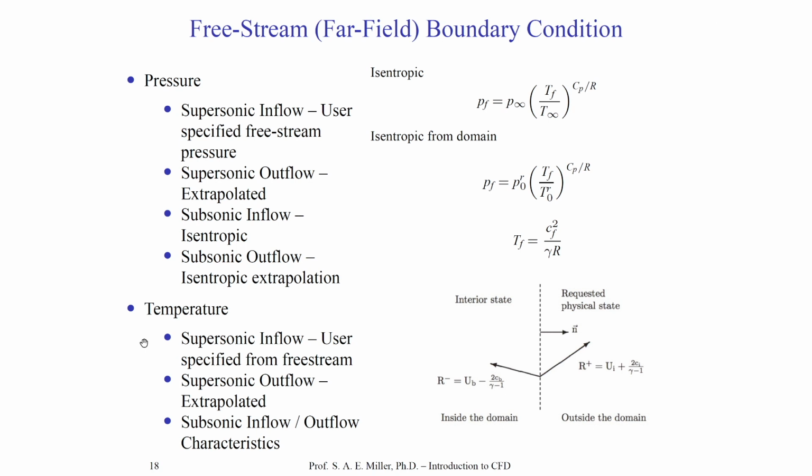For outflows, it's extrapolated. And once again, for subsonic inflow and outflows, it would be found through the method of characteristics. Typically, for far-field boundary conditions, you only specify two things as a user: the Mach number and the static pressure, which would be just the atmospheric pressure for an external aerodynamics calculation, and simply place your free stream boundary condition very far away from the vehicle.